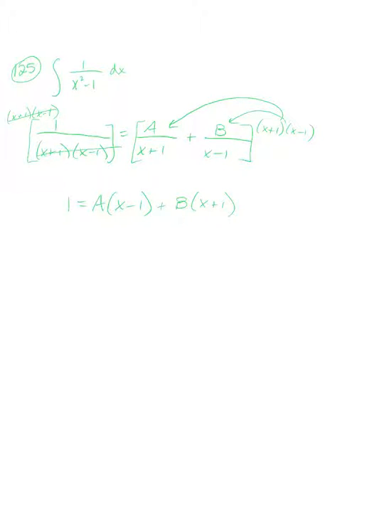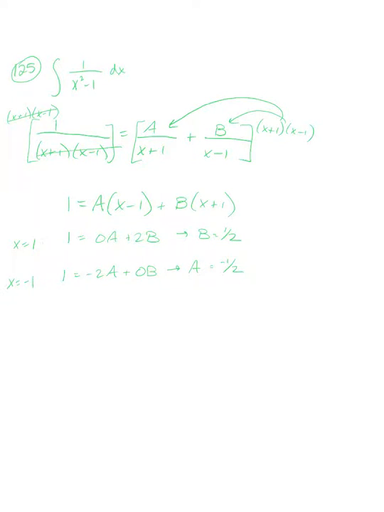Now, this equation is supposed to be true for all x's, so I'm going to pick some convenient values of x. Maybe 1 is a good one. So I get 1 equals 0a plus 2b, which means that b has to be a half. And then another convenient x value would be negative 1. So I get 1 equals negative 2a plus 0b, which means a is negative 1/2.